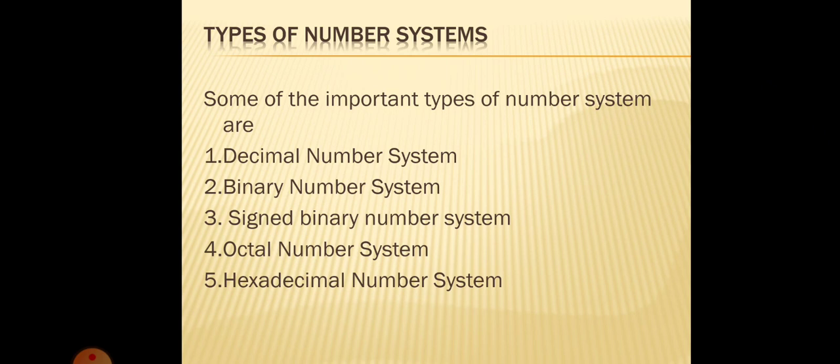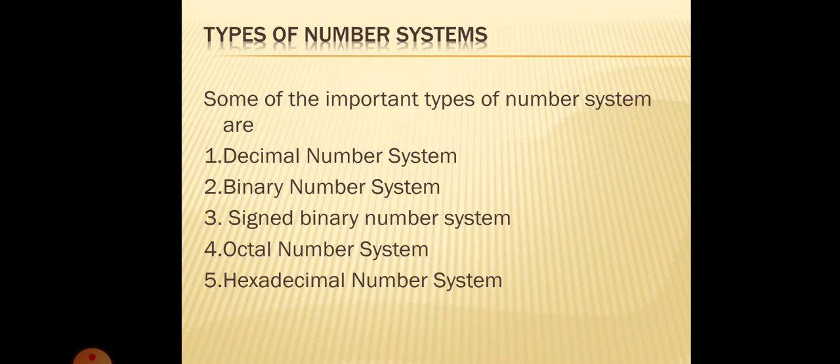Signed binary, as its name itself tells us, the name itself tells us that it is a signed type of number system, means the representation is in the form of positive or negative. That's why it is called as the signed binary number system.